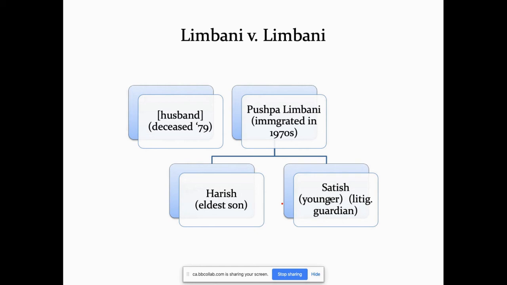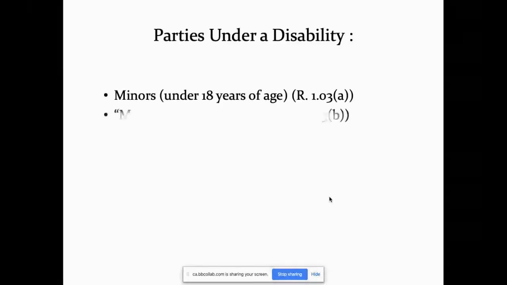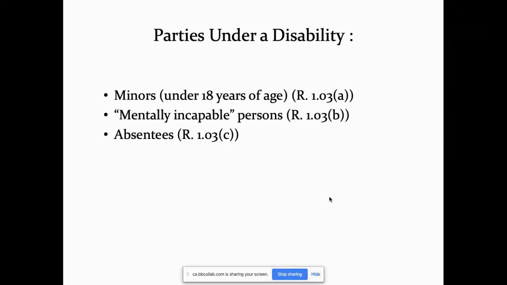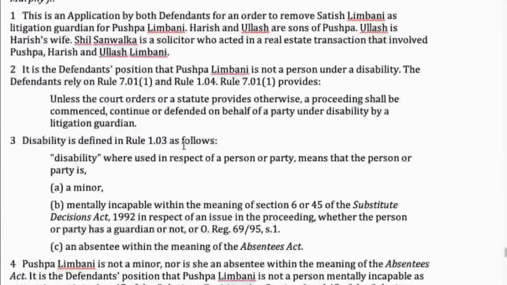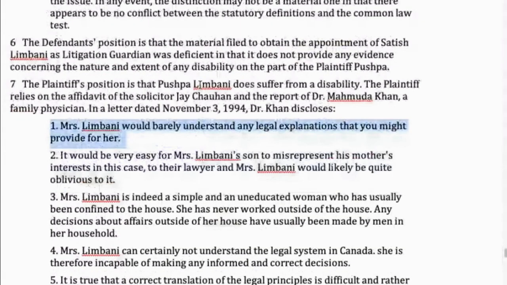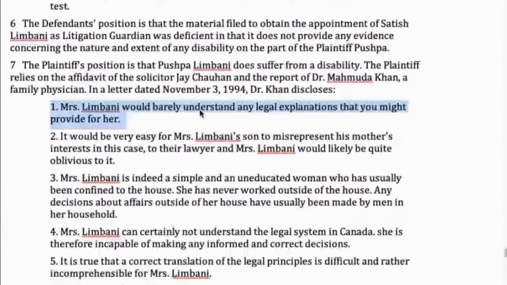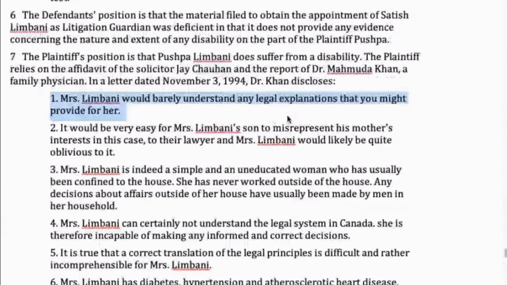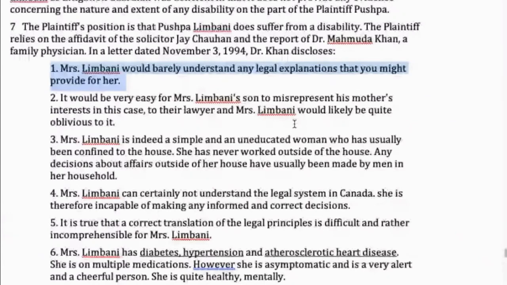Okay, so let's go back to our three options. Under which of these three bases does Satish say that mom is under a disability? Mentally incapable. Yeah, that's right. So his evidence for this is found in paragraph 7. And he says basically she doesn't speak English. She comes from a very patriarchal culture in which women, or at least married women, are not expected to make decisions for themselves. That's according to his evidence, the culture is such that the husband or the eldest son is going to make those decisions.